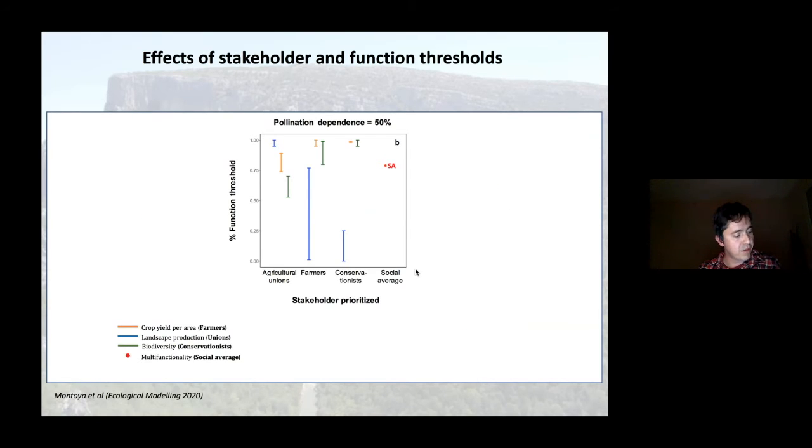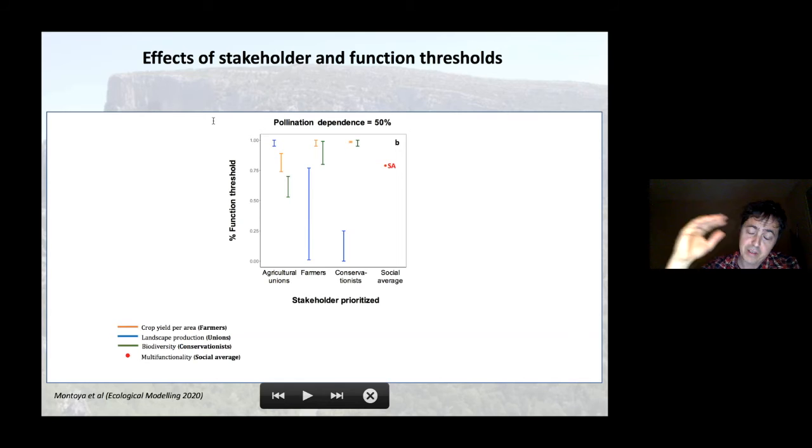So one of the outputs of this is here, in this case, we have a crop whose production depends 50% on wild animals. And here in the y-axis, we have the percentage of the function threshold, so how much of the maximum provision of a given service, as a function of the stakeholder that is prioritized. So, for example, if we prioritize agricultural unions, this is at least 95% of its maximum value, which corresponds to a different provision of the other services.